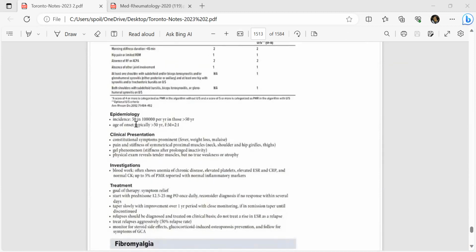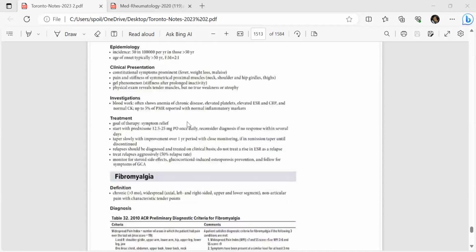And epidemiology: incidence is 50 per 1 lakh per year in those greater than 50 years old. Age of onset is typically greater than 50, and the female to male ratio is 2:1. So this one is common in females. Constitutional symptoms are prominent, such as fever, weight loss, and malaise.